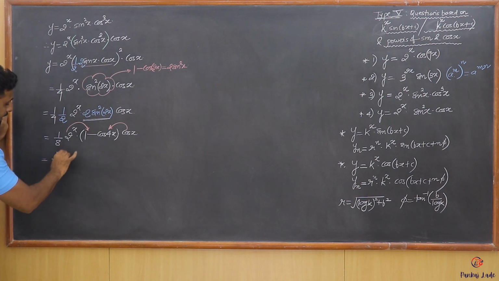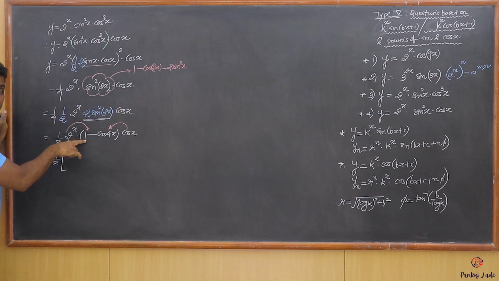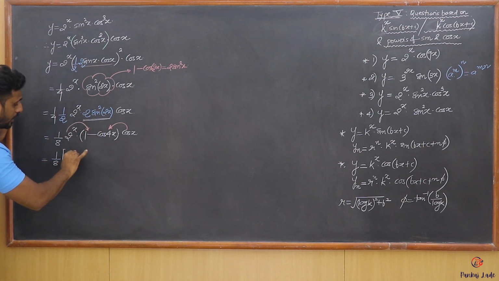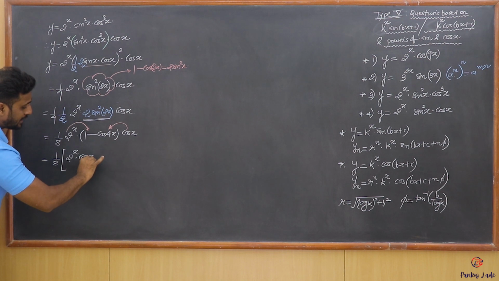So I get 1 by 8. I put up a bracket over here. I begin with the bracket. So 2 raised to x multiplies with 1. You get 2 raised to x. Cos x multiplies with 1. You get cos x. So my first term is simply going to be 2 raised to x into cos x.